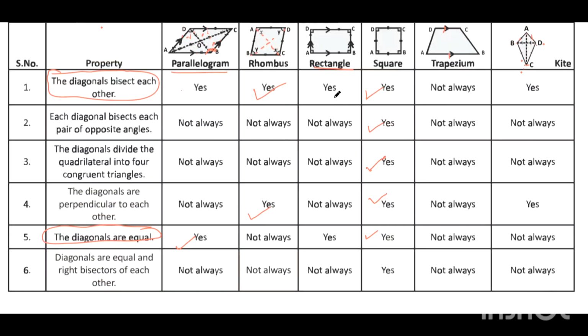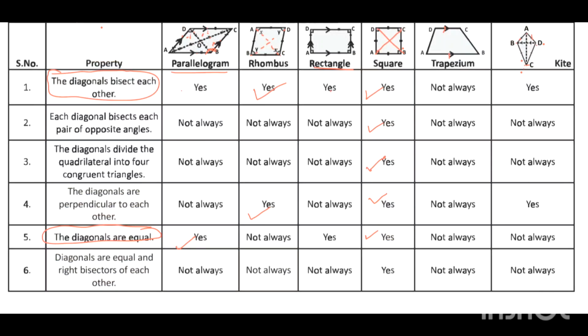For a rectangle, the diagonals bisect each other and the diagonals are equal. I know that opposite sides are parallel, opposite sides are equal, and all the angles are 90 degrees. These are the properties of the rectangle. Now next is the square. A square has all sides equal, all angles equal, and opposite sides parallel to each other. The diagonals bisect each other, and the diagonals divide the square into 4 congruent triangles. If I join these two diagonals, I will form 4 congruent triangles.